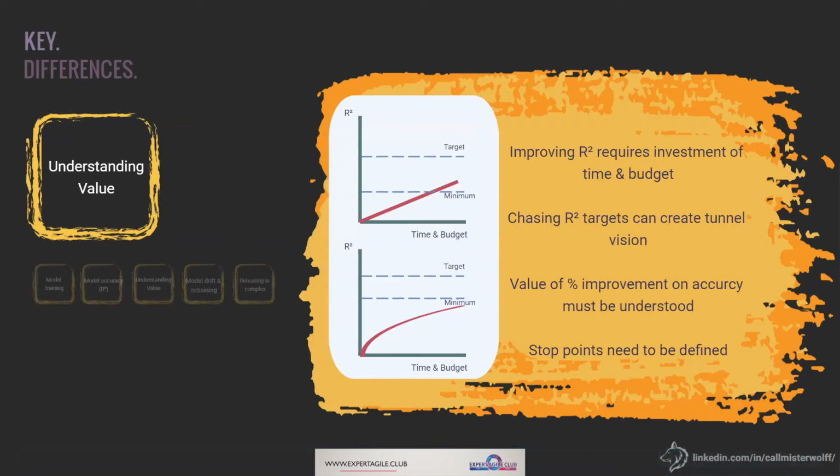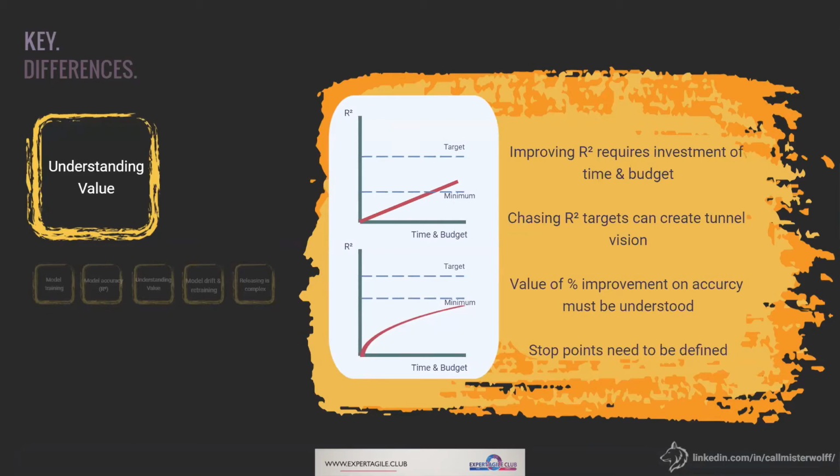Accuracy relates to value and cost. That is, the more accurate a model is, the more valuable it is. However, chasing a target accuracy will lead to a longer duration and a greater cost, because if your accuracy is, I don't know, 60% and your target is 80%, you need to invest more money to increase that level of accuracy.